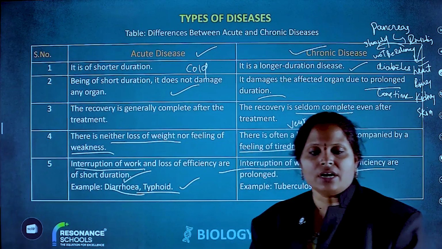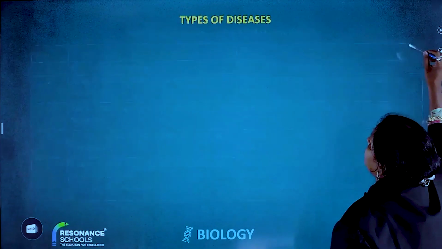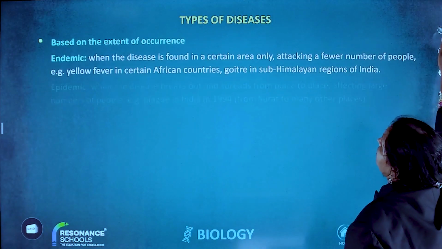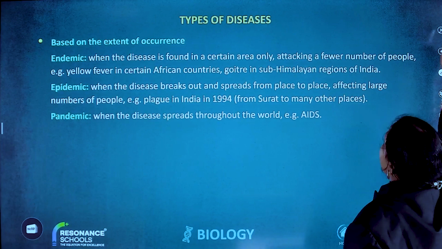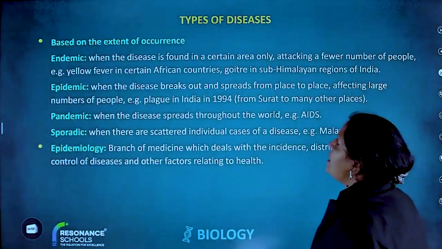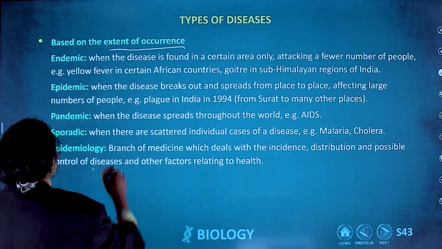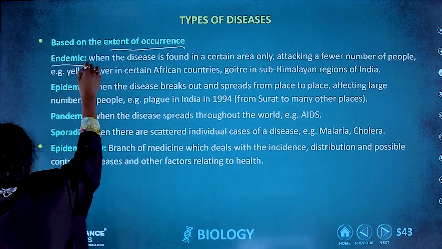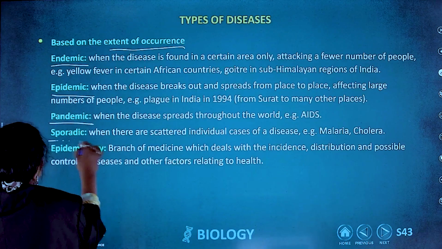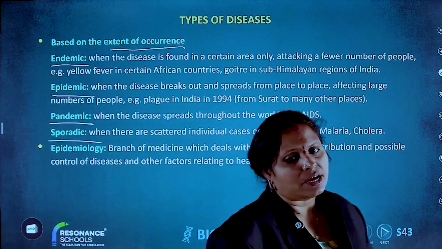Understood, Narendra? Yeah. Chalo. Let us go with the worksheet now. Get ready for answering. One more is there based on the extent of occurrence. So, endemic, epidemic, pandemic, sporadic.